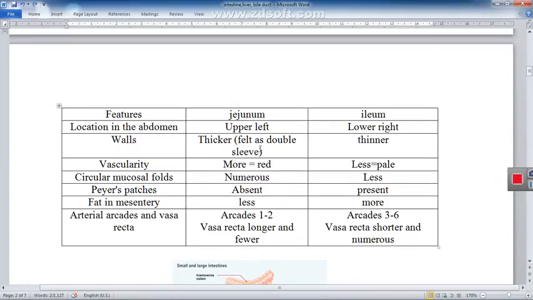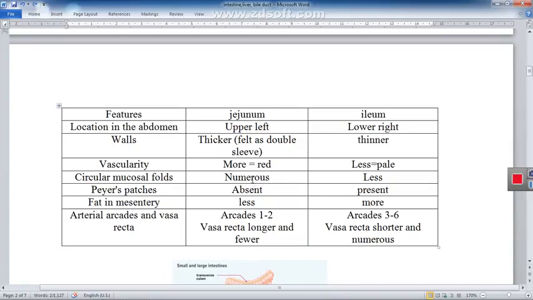If you catch the jejunum with your fingers, you will feel that it is thick, but the ileum is thinner. And actually, the thick jejunal wall appears just like a double sleeve, just like you are feeling the jacket, and deep to the jacket is the shirt. Third point is that the jejunum has much blood supply, so it is red in color, while the ileum has less blood supply and appears pale in color.